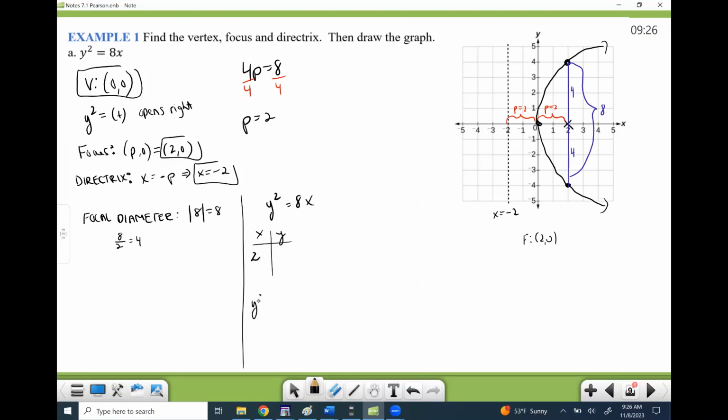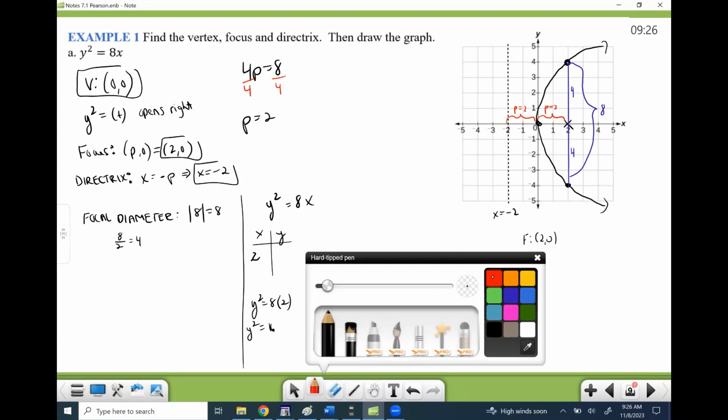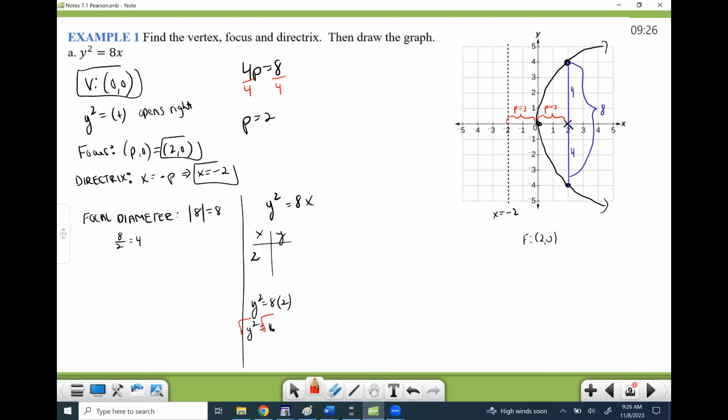Because if we substitute a 2 in, we're going to get y squared equals 16. And then when we square root both sides, we get y = ±4. And what's funny is, guess where these points are that we just got? We got (2, 4) for the top one, and then we've got (2, -4) for the bottom one, which is exactly what we got using this method. Okay, let's try another one.